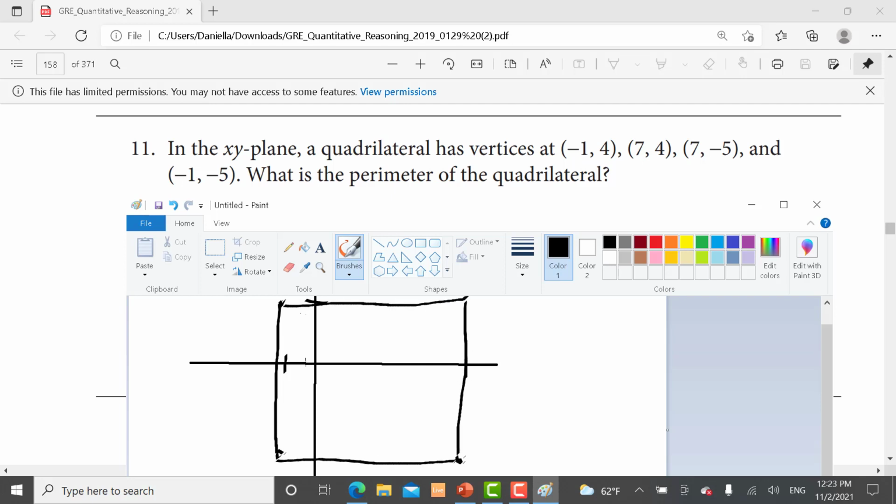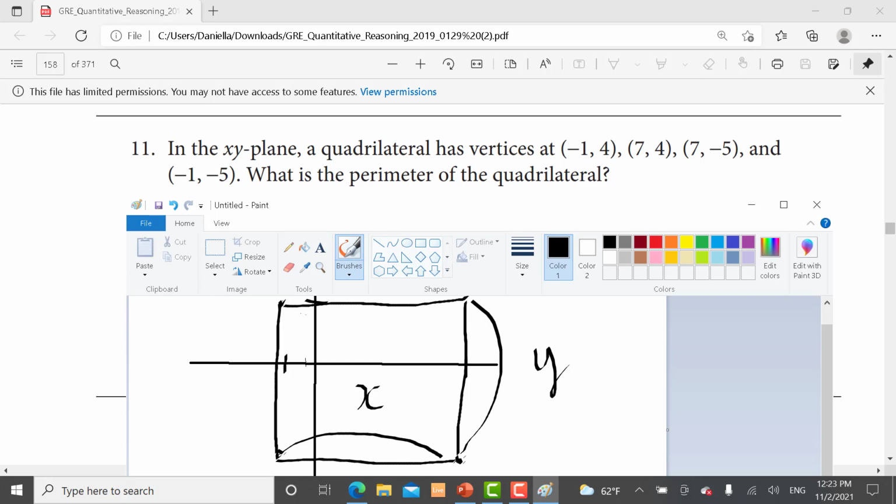And we want to find the perimeter, right? The perimeter is just the sum of the 4 lengths of this quadrilateral. Let's say this is y and this is x. It's really easy to see that if you follow the x-axis, x goes from -1 to 7, and y goes from -5 to 4.